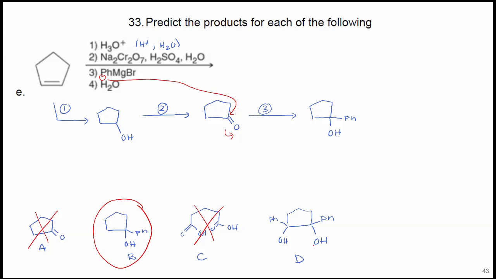If you wanted to make D, what you would need to do is make the diol. You could do that with osmium tetroxide or potassium permanganate for the first step, and then follow the rest of the synthesis there. So that's how you could get to D. But our answer for this one is B. All right, does anybody have questions there?